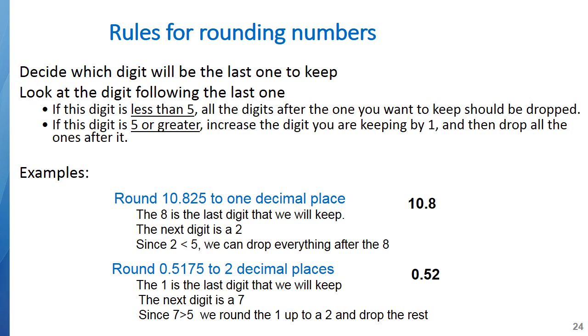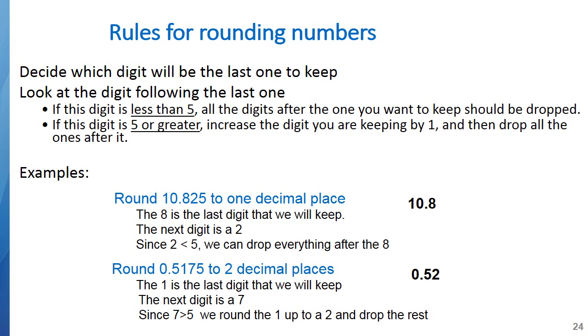So if we look at the examples, round 10.825 to 1 decimal place. The first decimal place is the 8. That's the one we want to keep. So we look at the next digit, which is a 2. Since 2 is less than 5, we drop everything after the 8, and our rounded answer is 10.8.